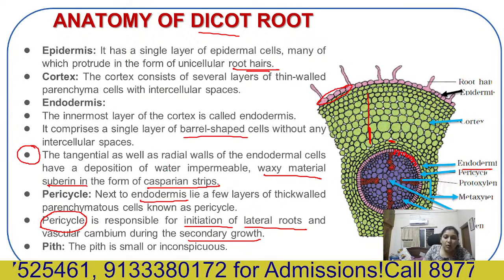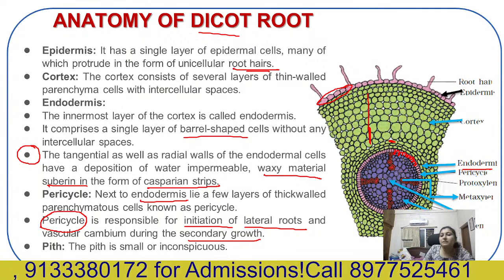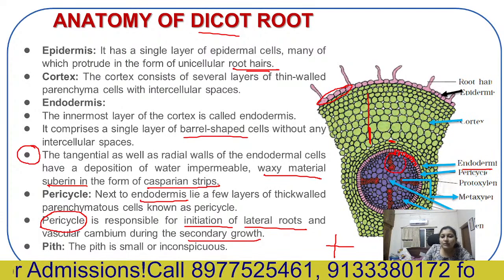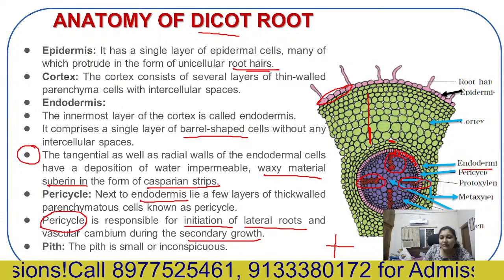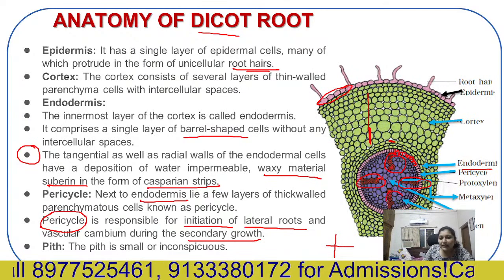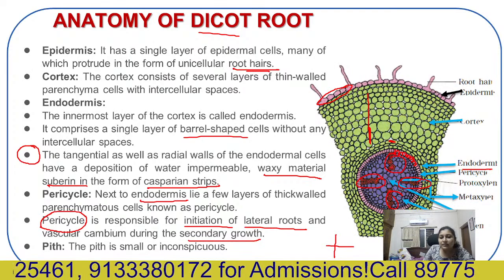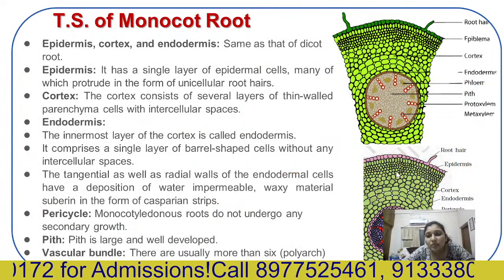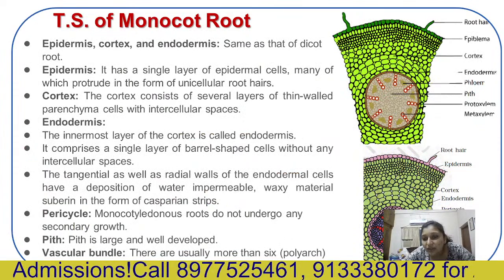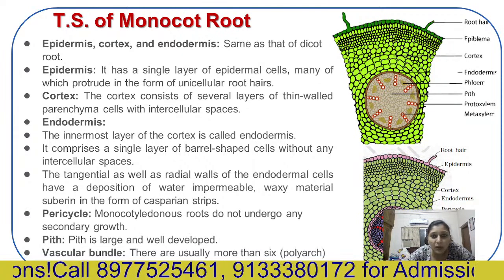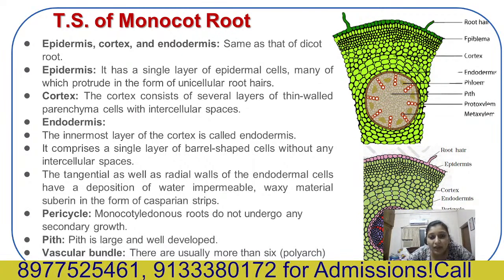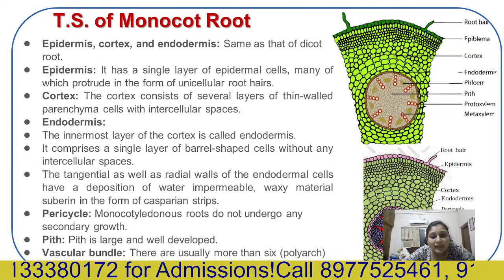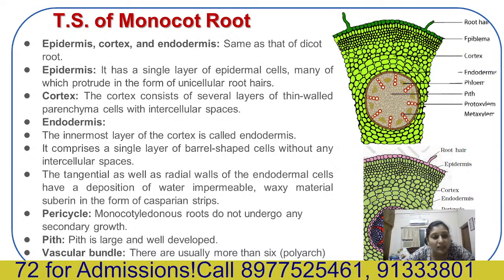Pith is small or inconspicuous. Remember this plus-like arrangement of vascular bundles, you can see these are xylem and phloem, arranged in a plus-like pattern, that is of the dicot root. Then the monocot root, you can see the star-shaped or ray-like, sun-like arrangement. Here more than 2-3 patches of xylem and phloem are available, that's why it forms this alternate, radial arrangement.